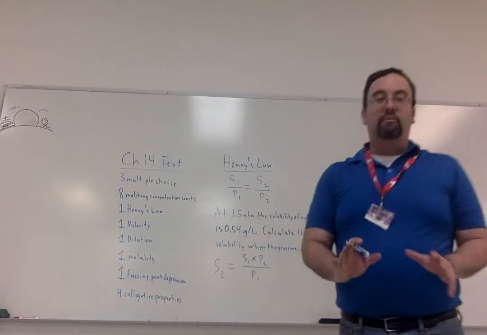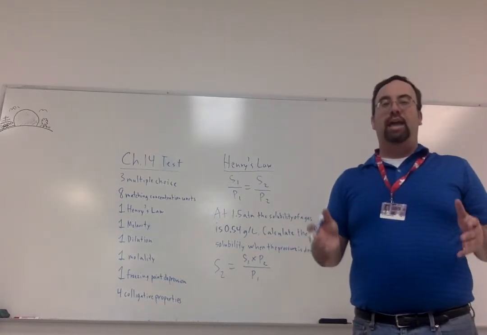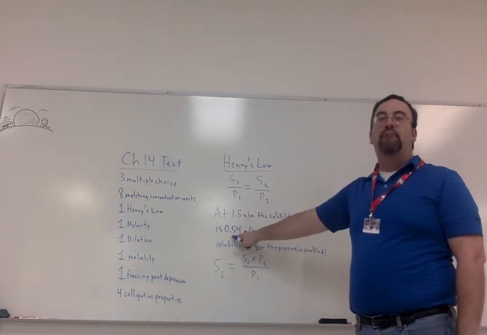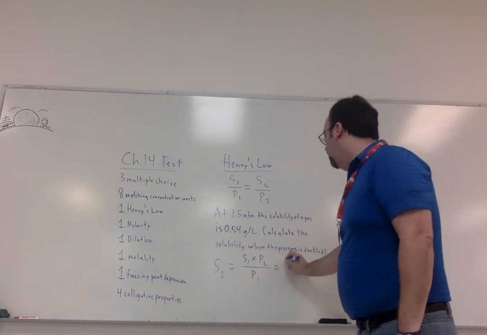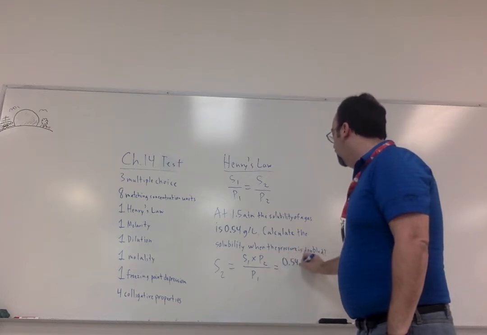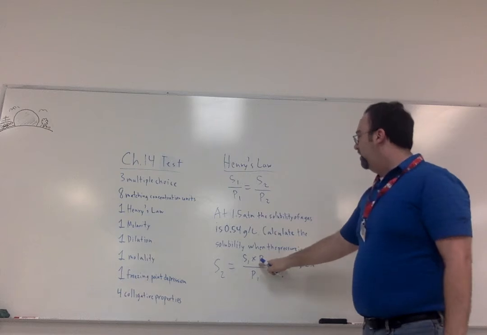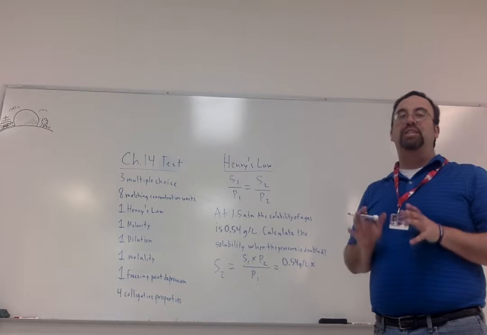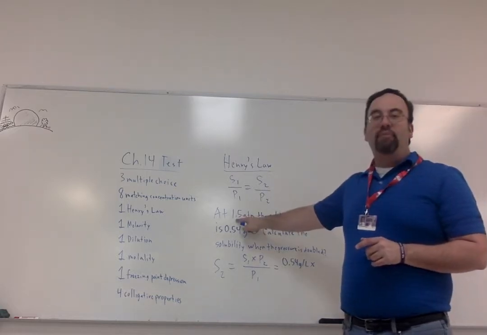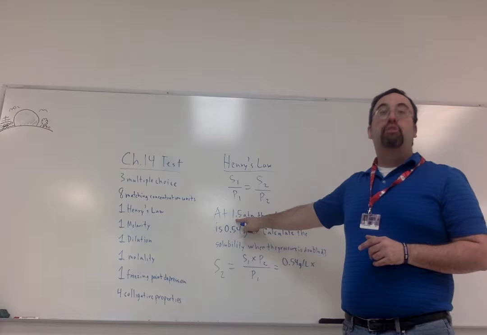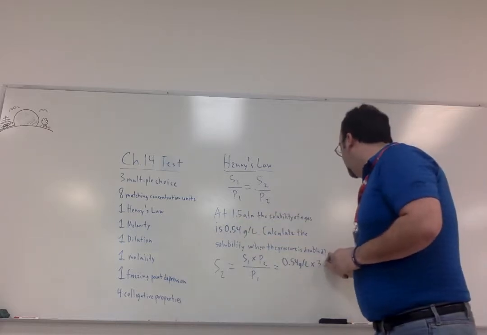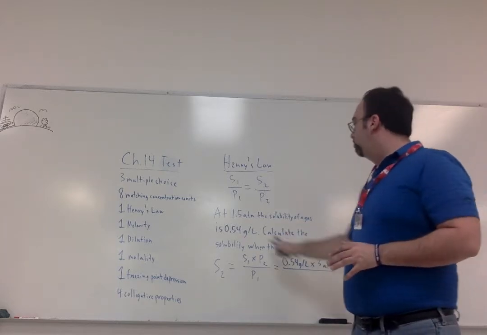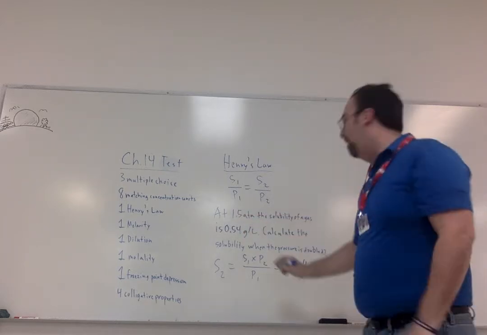Now we're going to plug in what we're given, and we should end up with the correct answer. Our first solubility, we're told, is 0.54 grams per liter, so that's what goes here first. Our second pressure: notice that in this problem, it's telling us the pressure has been doubled. And so what is 1.5 times 2? It should be 3 atmosphere. So 3 atmosphere goes on the top here. And then on the bottom, our initial pressure, we're told, is 1.5 atmosphere.